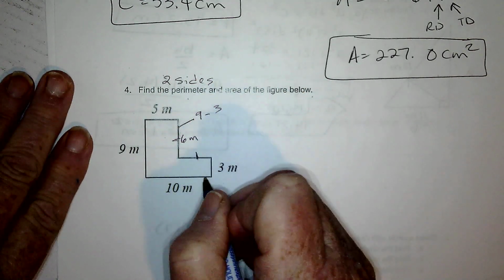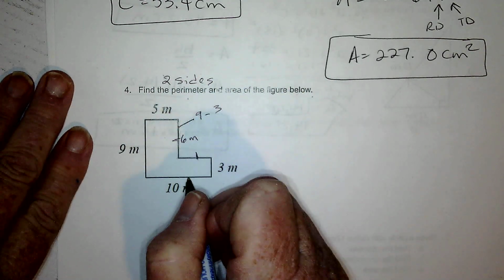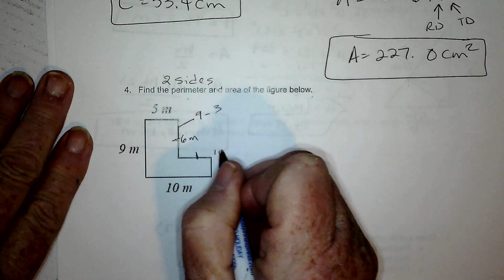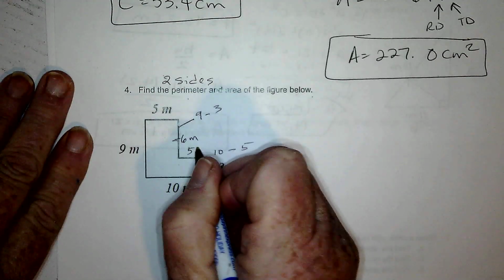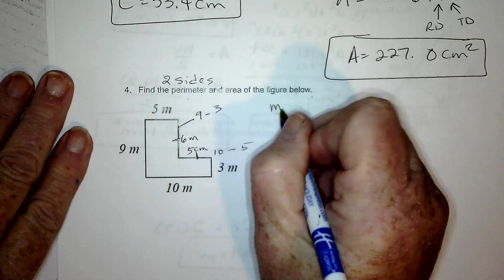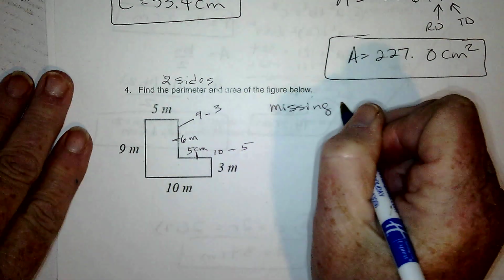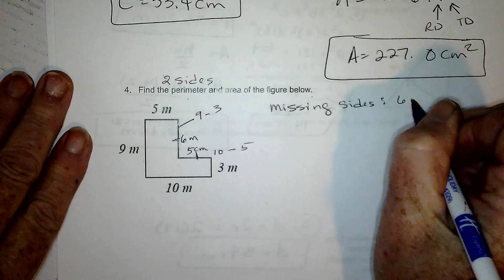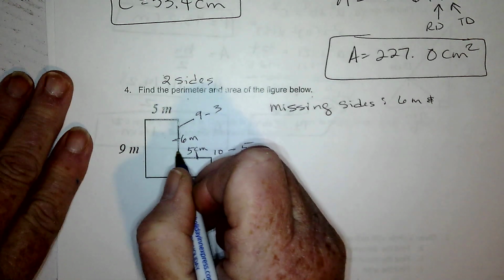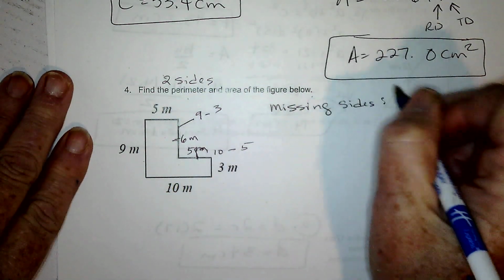To find this side, you can only use horizontal, so it would be 10, but it doesn't go all the way across. It's missing the 5, so it is 5 meters. All right, so the missing sides, because this is one of your questions, are going to be 6 meters and 5 meters.